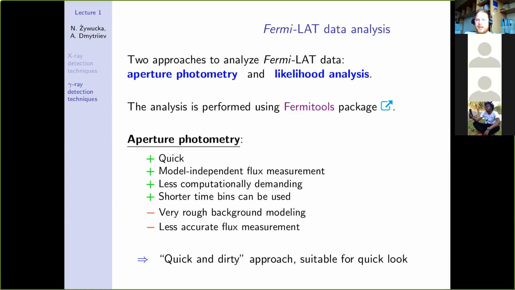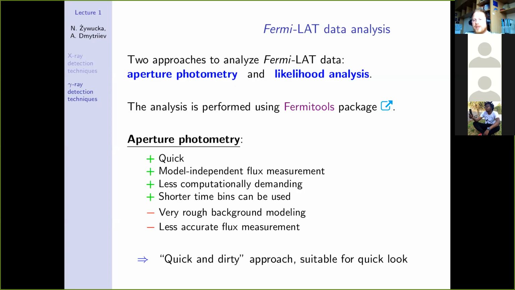So there are 2 ways we can analyze the Fermi LAT data, 2 techniques. So one technique is... yes, okay. I see in the chat someone asked me about inverse Compton scattering. So okay, I will first reply to this.